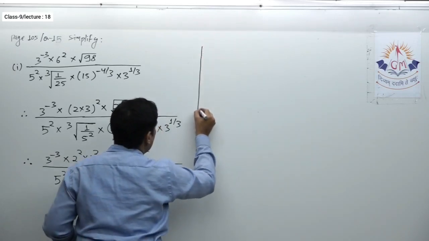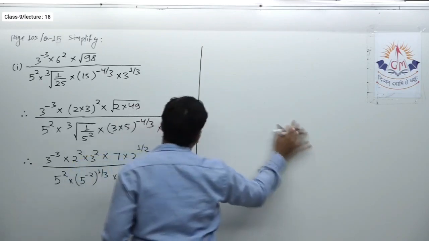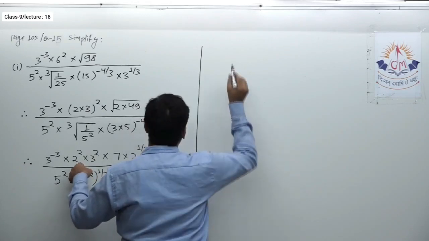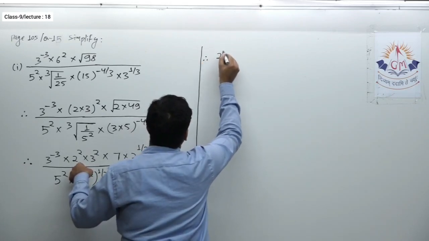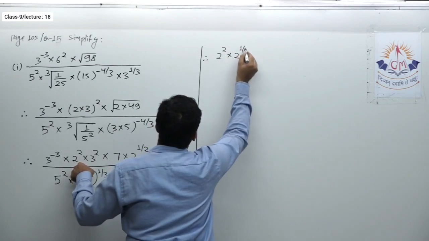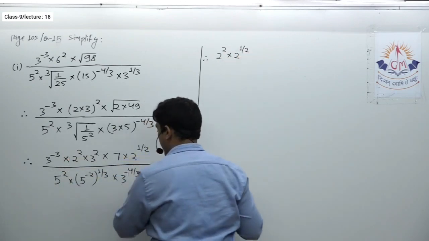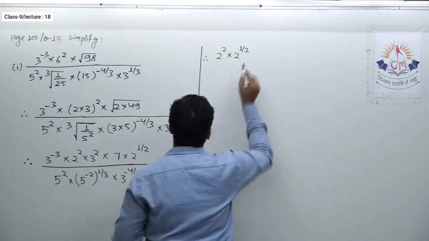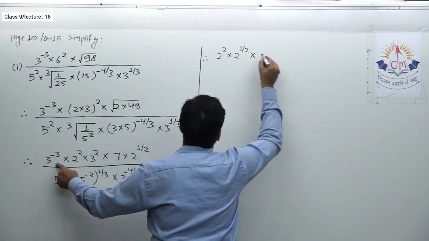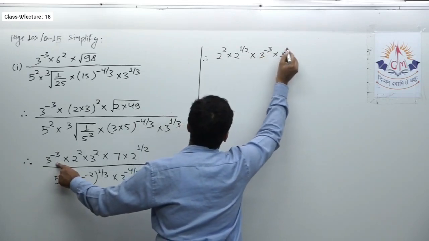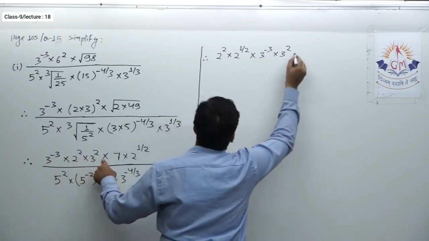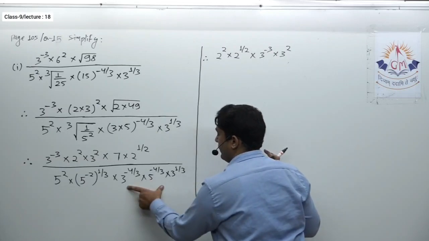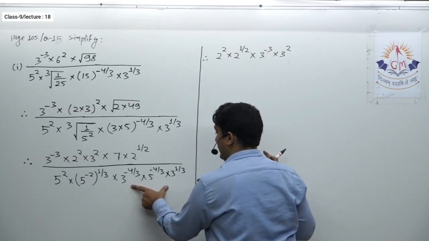Now we'll separate them, that means we'll take the terms having base 2, base 3, base 5, and so on. So over here I have 2 square multiplied by 2 raised to 1 by 2. There isn't any term having base 2 in the denominator, so this is over. Now 3 raised to minus 3, 3 raised to 2. And now we'll see, yes, these two terms having base 3 are in the denominator.